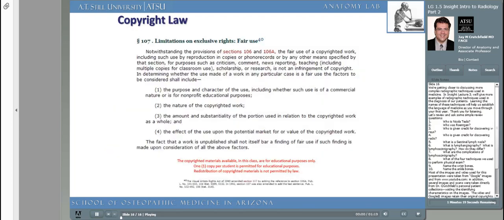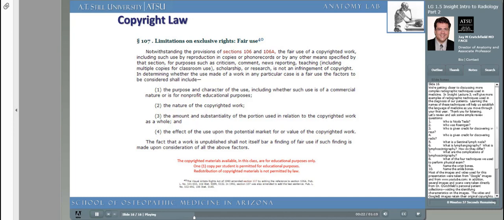We're getting closer to discussing more complex radiographic techniques used in medicine. In Insight Lecture 3, we'll give more examples of radiographic techniques used in the diagnosis of our patients. Learning the names of these techniques will help us to establish the language of medicine as you move through your first year. Thank you for listening.